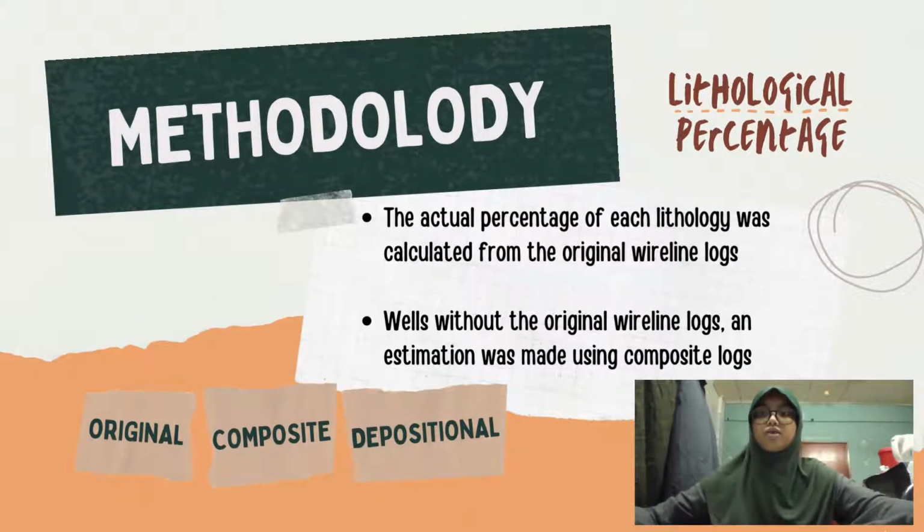Furthermore, in regards to lithological percentage, there are three methods. First is the actual percentage of each lithology calculated from original wireline logs. And for those wells that don't have original wireline logs, an estimation was made using composite logs. And for some of the wells, which stratigraphic penetration is not deep enough to reach the basement, the lithological percentage beneath the maximum depth reached was estimated based on depositional environments of the sequences present above the basement using depositional environment maps for each of the sequences.